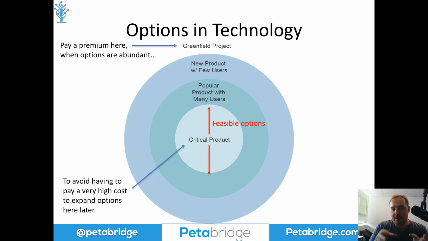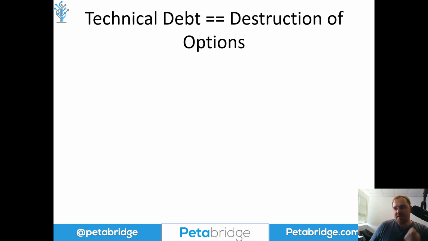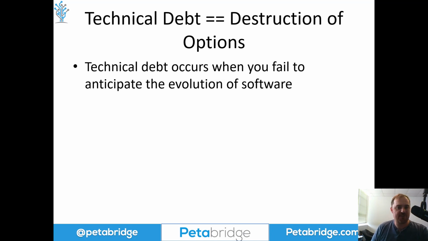Therefore, we should try to pay a premium when it's cheap in order to do that. So what technical debt really is, reframing it in terms of high optionality programming, is the destruction of options. Technical debt occurs when you fail to anticipate how your software is going to evolve.